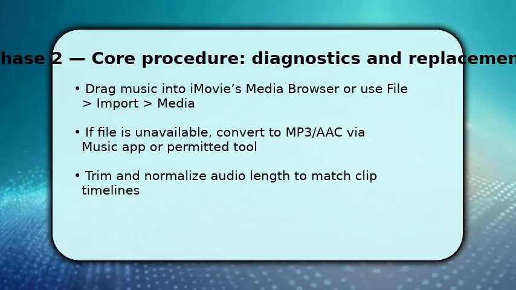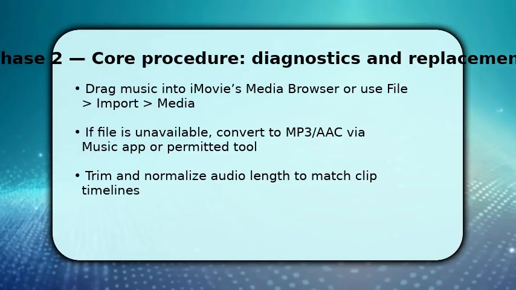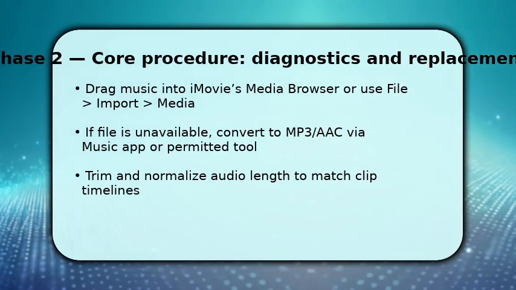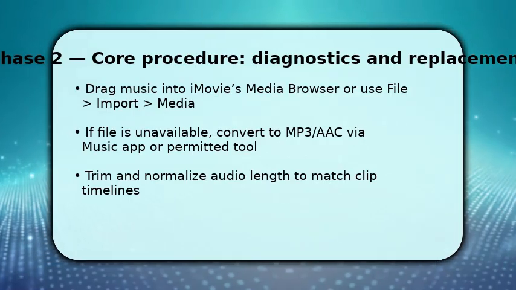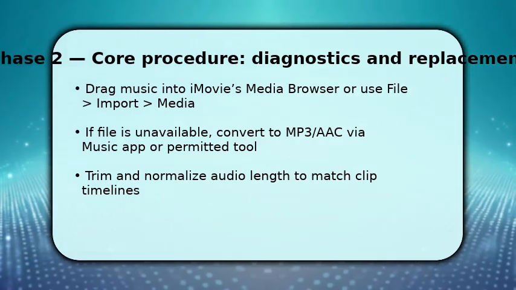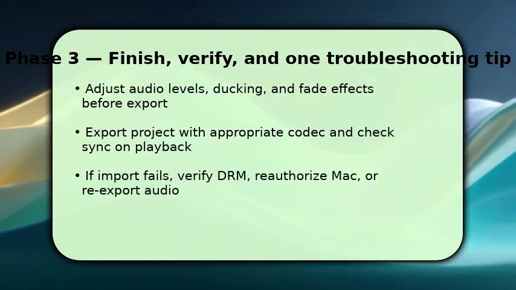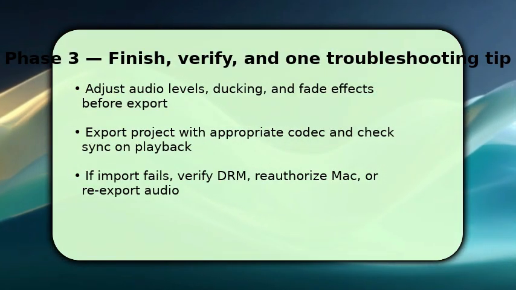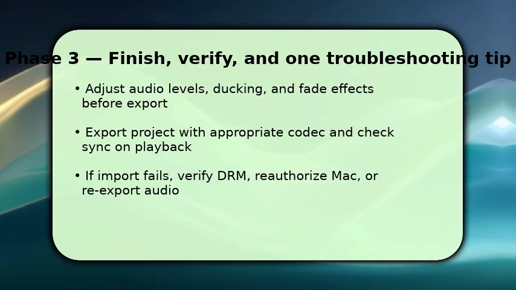Once in iMovie, drag the audio under your video clips, then trim and use the fade handles. Normalize levels and set start points so the music complements dialogue rather than competing with it. To finish, fine-tune audio. Adjust clip volume, enable ducking for voiceover, and add fade-ins or outs so transitions feel natural.